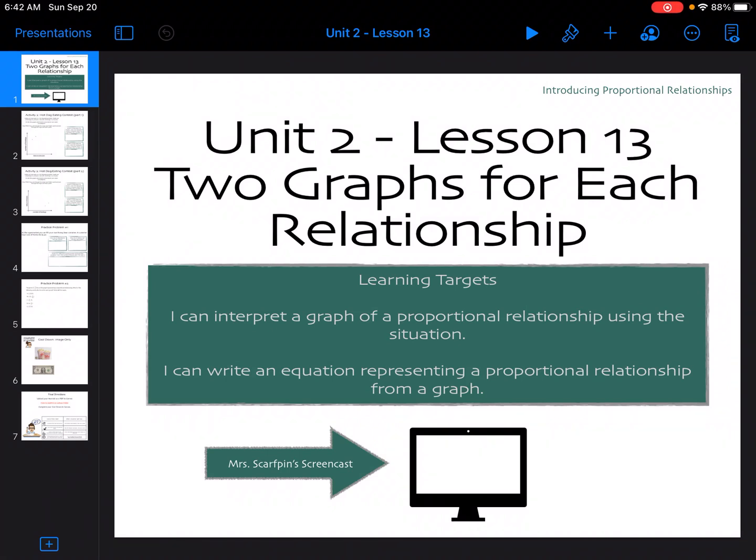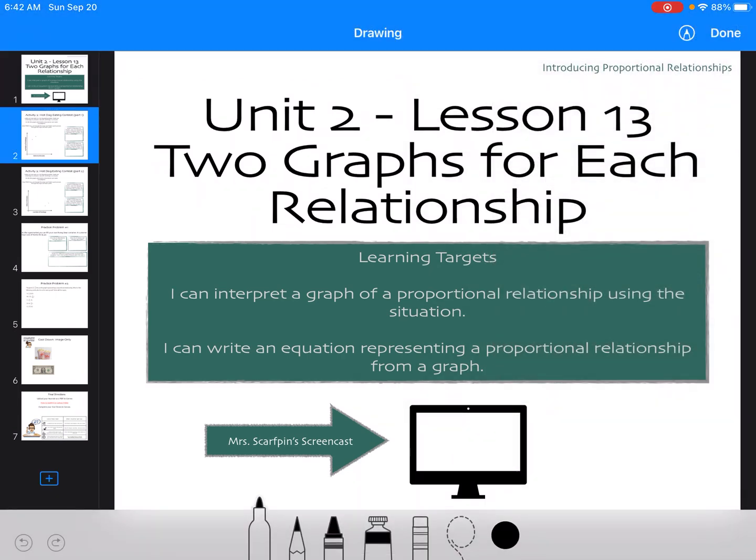Unit 2, Lesson 13, two graphs for each relationship. I can interpret a graph of a proportional relationship using the situation, and I can write an equation representing a proportional relationship from a graph. All right, so I'm going to turn on my drawing tools.